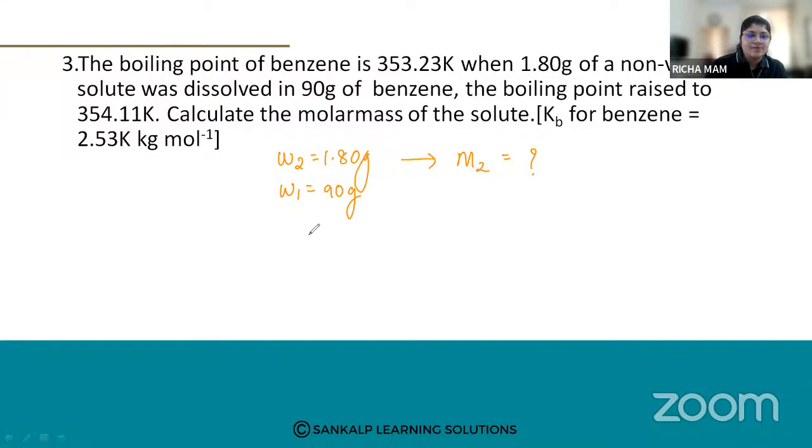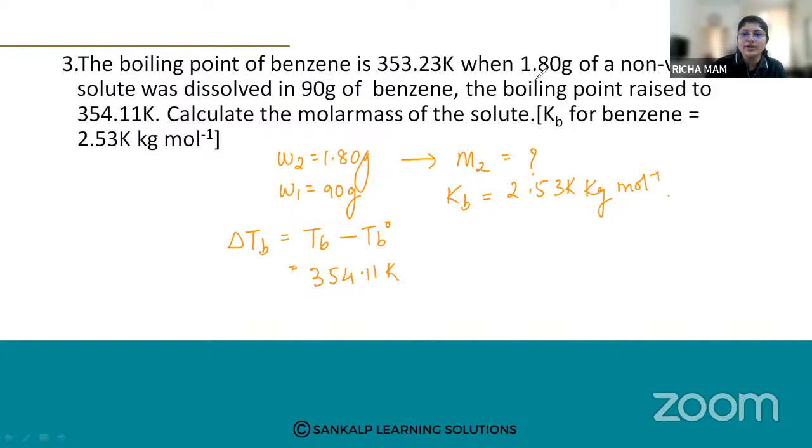So your Kb value is given. Kb is 2.53 Kelvin kg per mole. Now we have to calculate the difference in boiling point. That is given as delta TB equals TB minus TB naught. So TB is what?